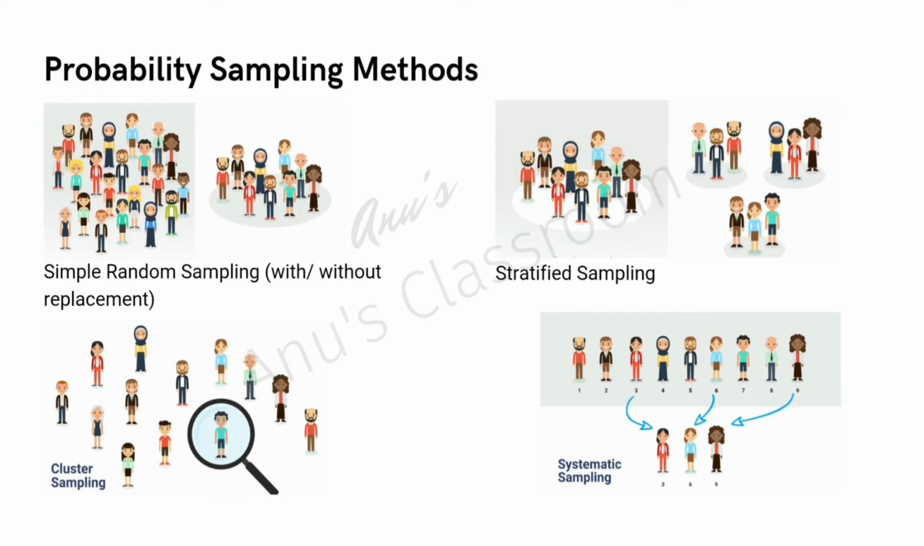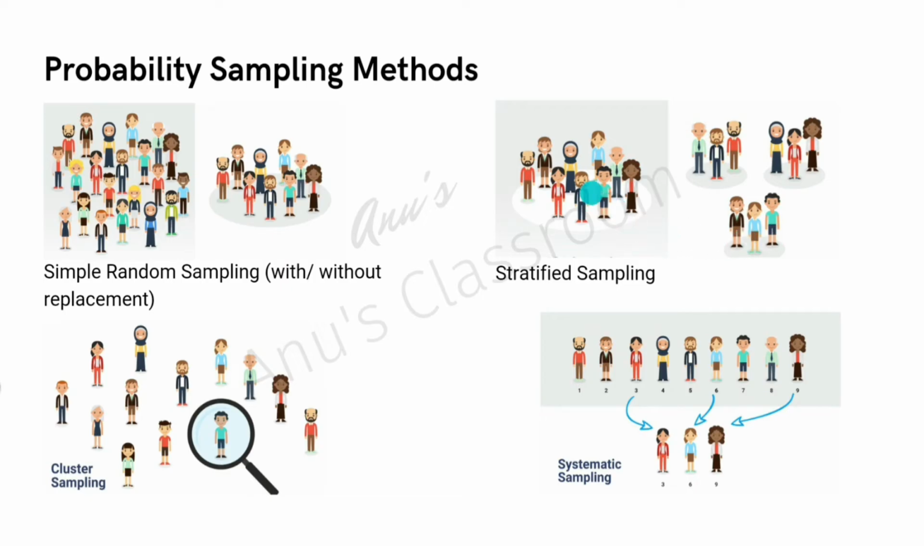That is what decides which sampling technique to use, along with the cost, the time, and such considerations as well. So when you go for stratified sampling, your entire population is divided into various different strata or levels, and from each of those strata you will take samples.